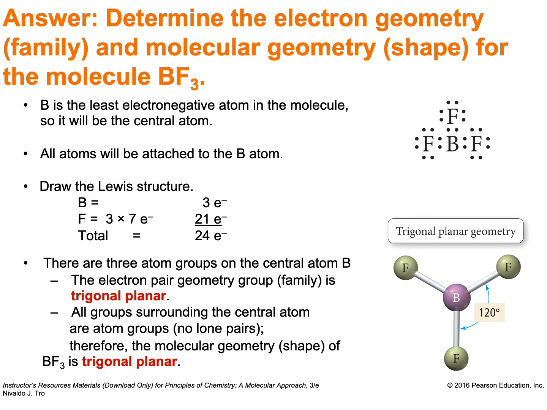And here's the answer to the BF3 molecule. The BF3 Lewis structure looks like that in the upper right. You have single bonds to each of the boron-fluorine atoms. Thus, the electron pair geometry is exactly the same as the molecular shape geometry because there are no lone pairs. All three of the bonding areas around the central atom, boron, are equal. So the geometries will be exactly the same.